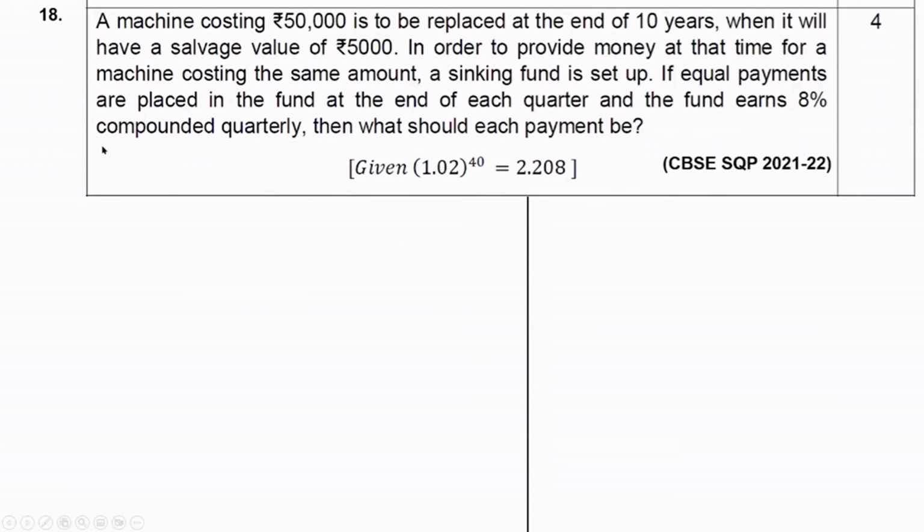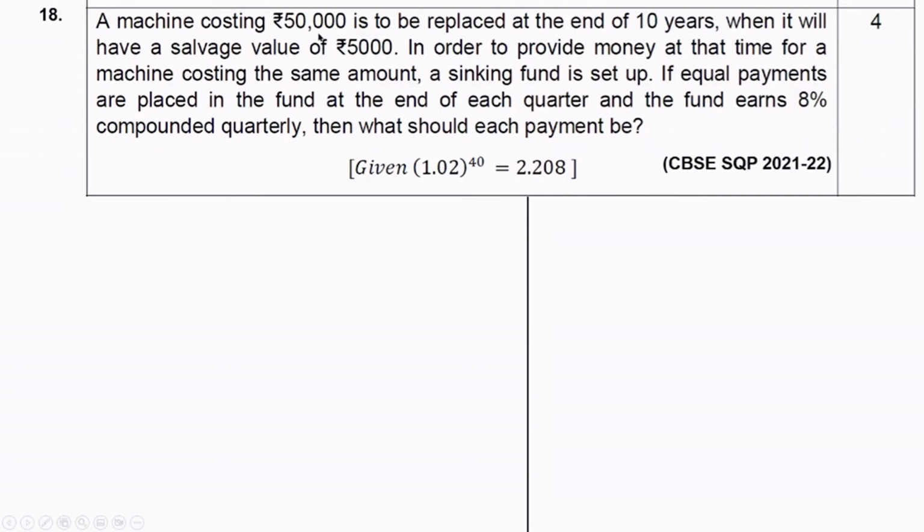Next question. A machine costing rupees 50,000 is to be replaced at the end of 10 years when it will have a salvage value of rupees 5,000. In order to provide money at that time for a machine costing the same amount, a sinking fund is set up. If equal payments are placed in the fund at the end of each quarter and the fund earns 8% compounded quarterly, then what should each payment be?